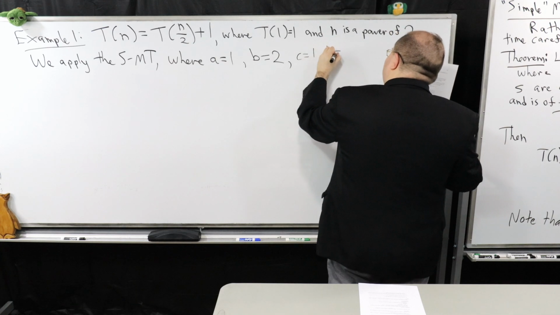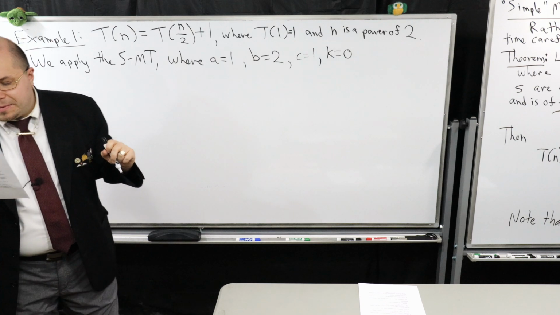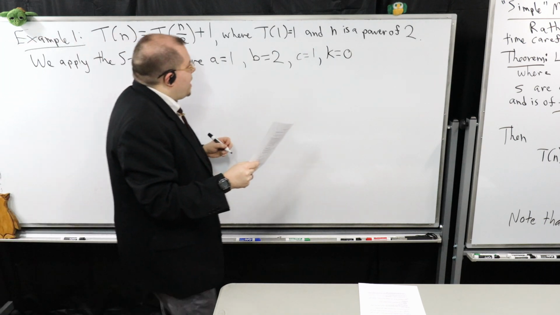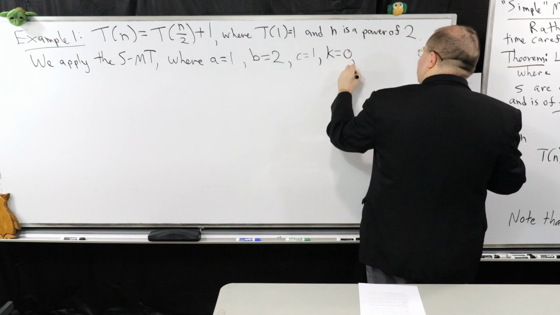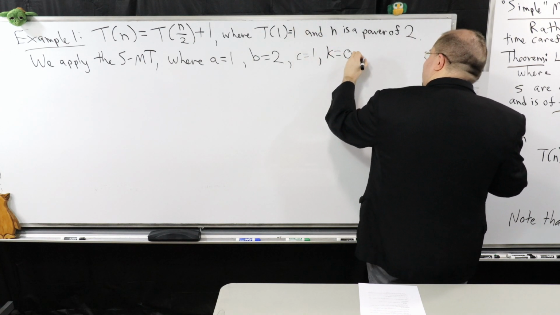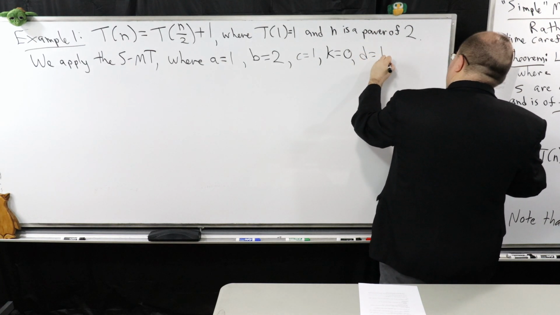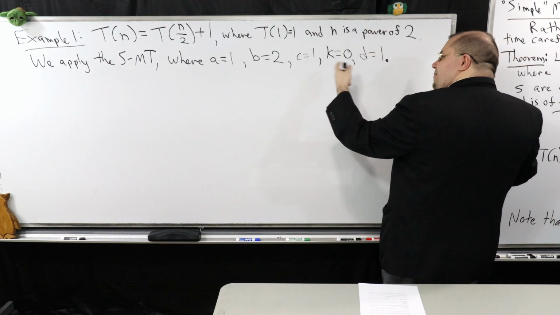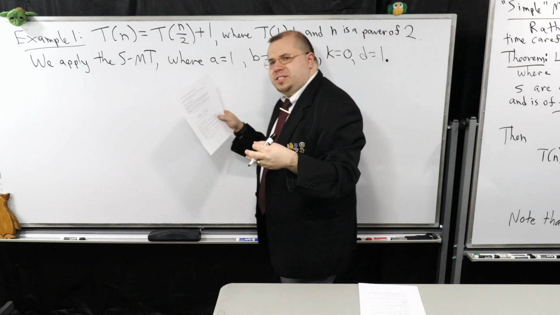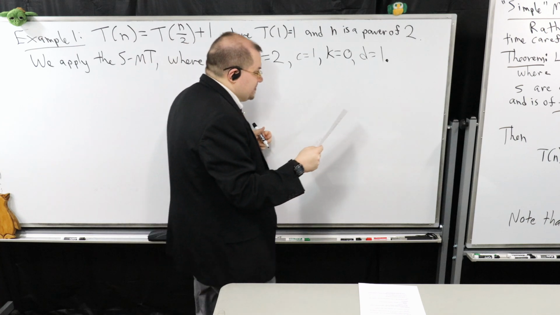I'll make K equal to 0 because you know that n to the power of 0 is just equal to 1, right? And the other one that's of interest for us is D. Notice that D here is just 1. So now I have identified the constants. Now all I have to do is determine what happens with A and B to the power of K.